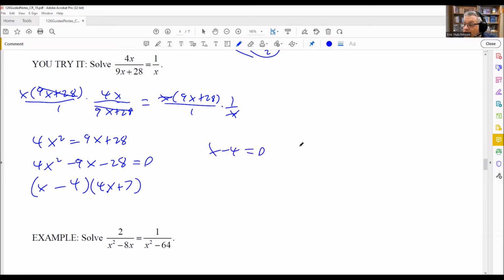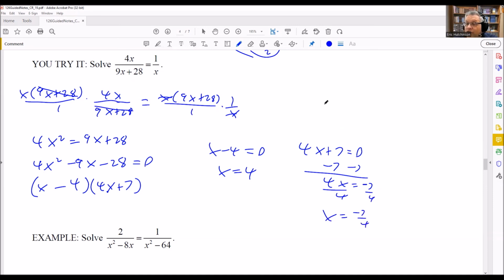So we'll set each of these equal to 0. X equals 4 here, and if we subtract 7, divide by 4, we'll get x is equal to negative 7/4. We do a check with the denominator. We always want to check to make sure we're not dividing by 0. 4 is okay. 36 plus 28 is fine. Negative 7/4, you get negative 63/4 plus 28. That's not going to add up to 0. And so both of these then will be our answer.